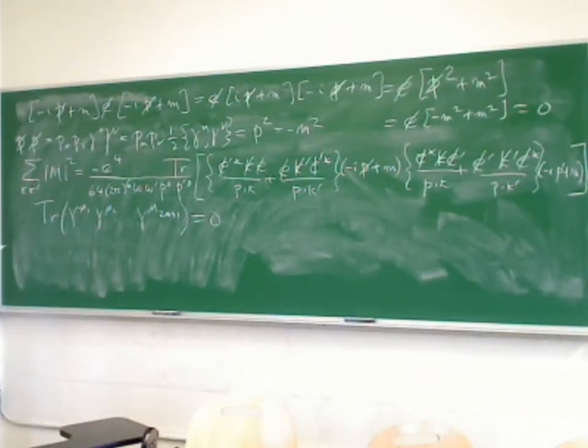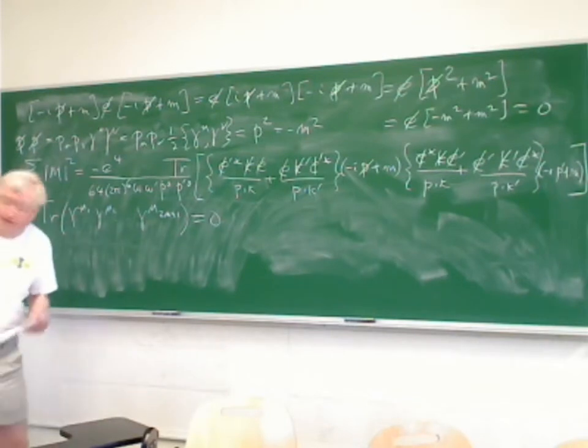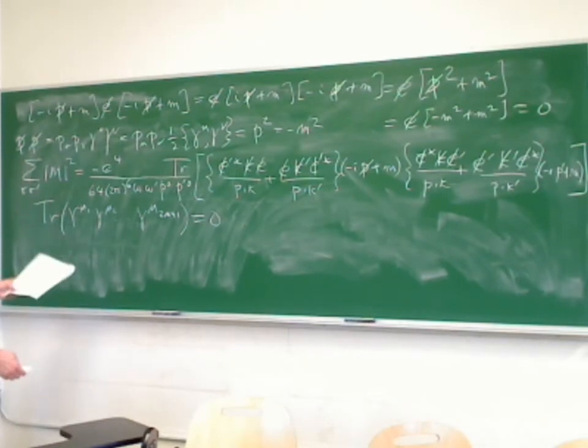And it turns out that then you have 4 that are traces of 8 gammas, and 4 that are traces of 6 gammas. And well, Weinberg shows in an appendix how to compute these things. I think, in view of the time, that we'll just skip to the end and give the answer.